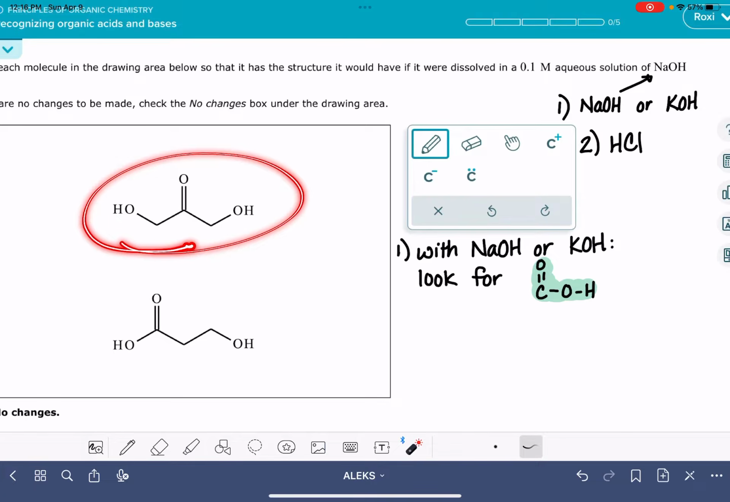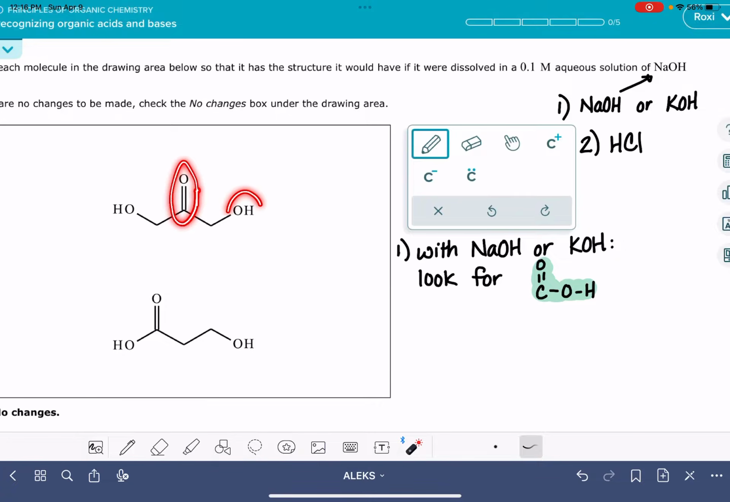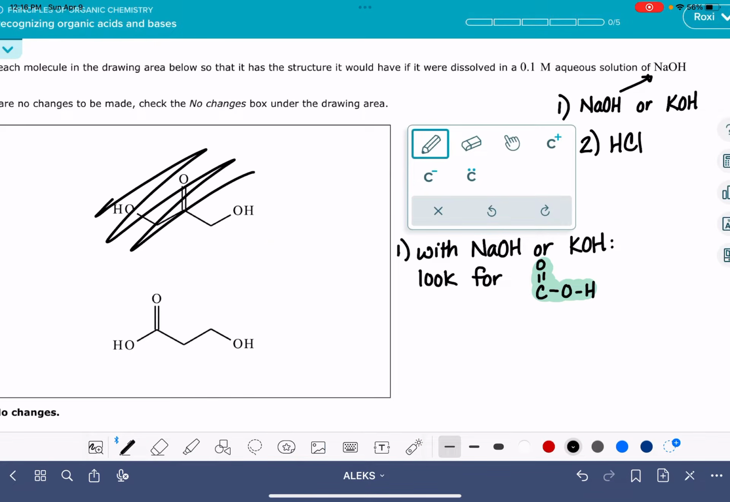This first molecule here, don't let it trick you. This molecule does have a carbon-oxygen double bond. It also has the OH group, but it does not have the carboxylic acid functional group. The carboxylic acid functional group has the OH directly attached to the carbon. This has an OH that's attached to a carbon that's attached to the carbon. This is not a carboxylic acid functional group. This is not going to do anything at all with this particular reagent.